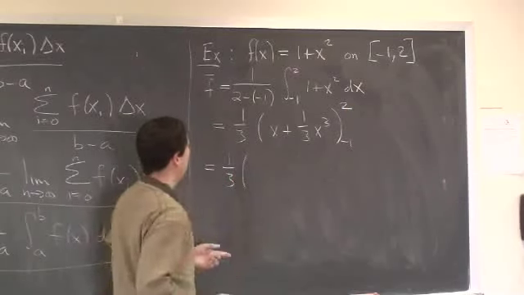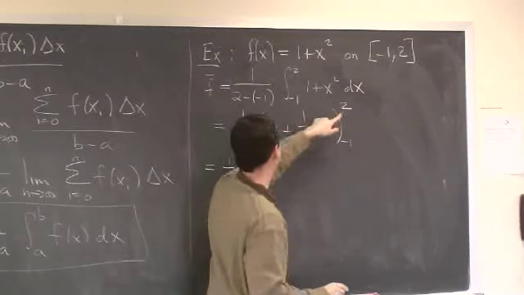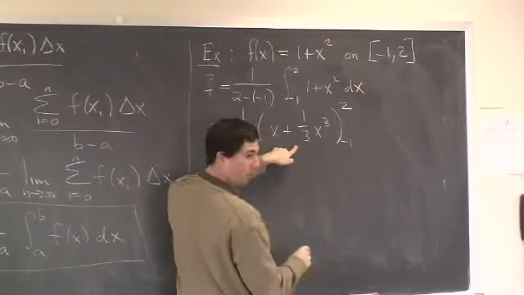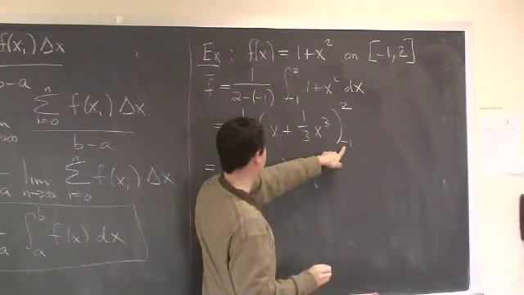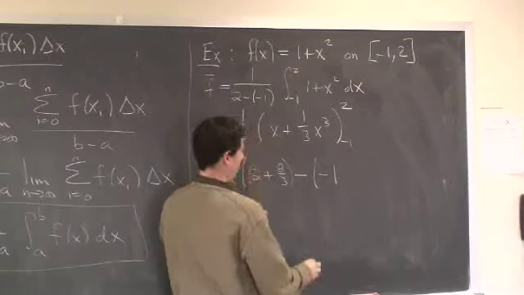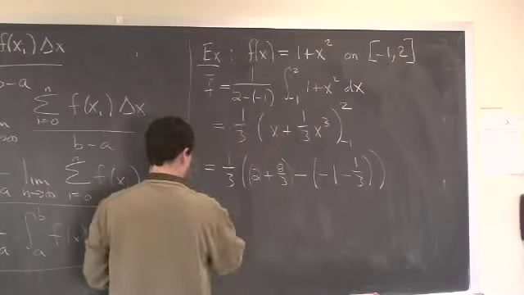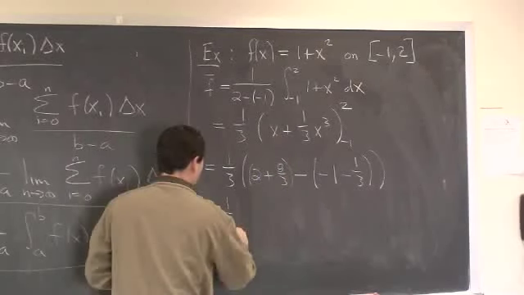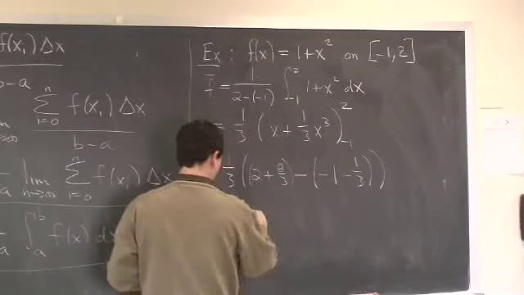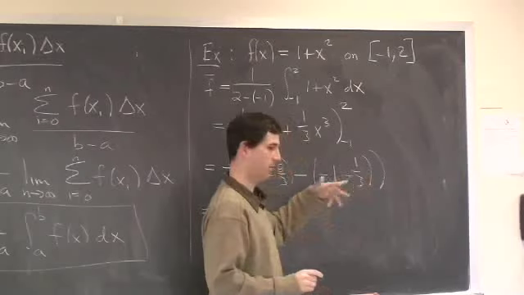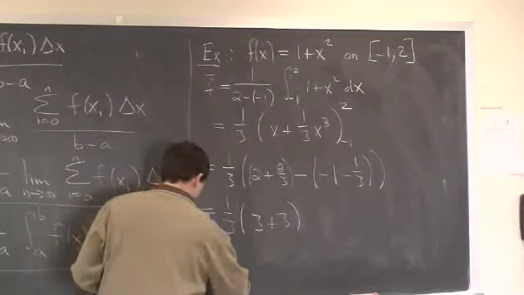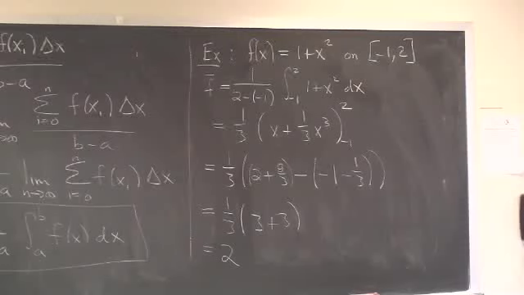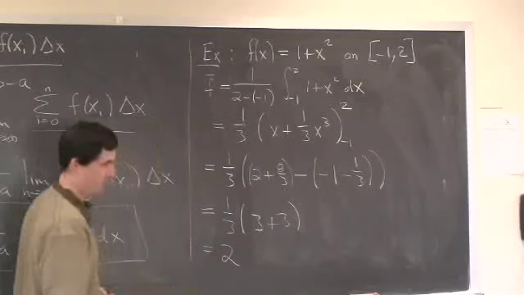When you plug in a 2, you get 2 plus 8 thirds. And then you have to subtract. When you put in a minus 1, you get minus 1 minus a third. So you get a third times, 2 minus minus 1 is plus 1 is 3, and you have 8 thirds minus minus a third is 8 thirds plus a third, which is 9 thirds, which is 3. So 3 plus 3 over 3 is 2. Oh, look at that. That's a nice number. So this is very straightforward, just a nice formula at this point.